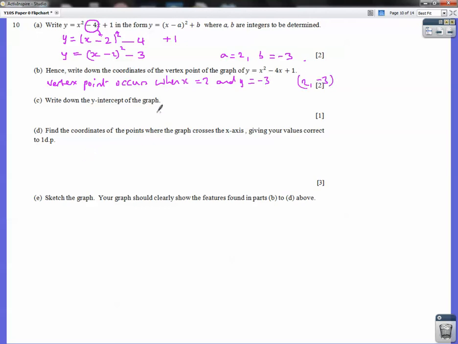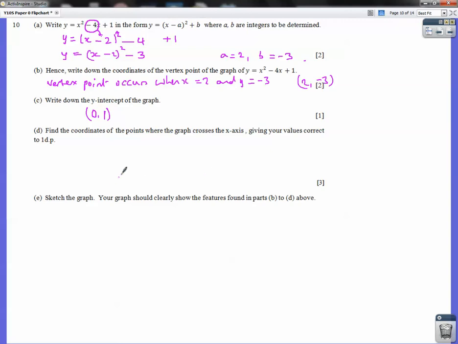Now, the y-intercept of the graph is where the graph crosses the y-axis, and that occurs when the x-coordinate is 0. So if I make x equals 0, y equals 0 squared, take away 4 times 0, that's 0, plus 1. So y equals 1 as the y-intercept. So the graph crosses the y-axis at 0, 1.